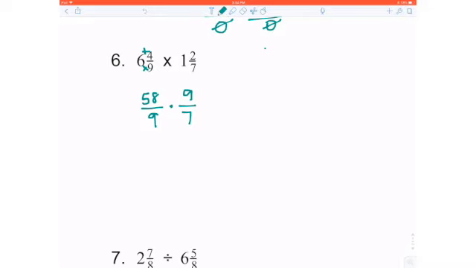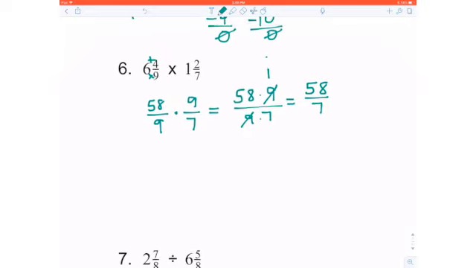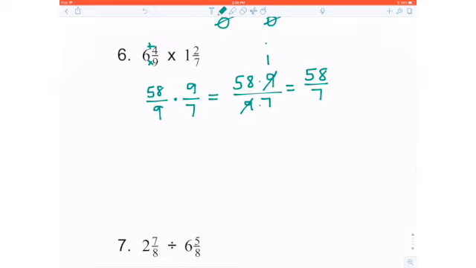So I'm going to show you a little trick here. This becomes 58 times 9 over 9 times 7. Well, when we have something that's the same in the top and bottom, like the 9, we can actually cross them out. Okay? When we do that, 9 divided by 9 is 1. 9 divided by 9 is 1. Sorry about that. 58 times 1 is 58.